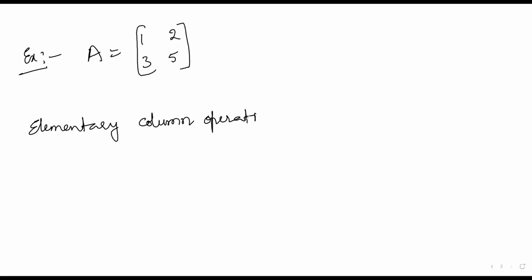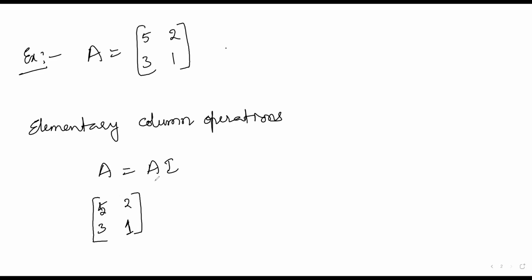If you apply elementary column operations, what is the condition? First you should write A equal to AI. What is A here? A is this: 1, 2, 3, 5. I would like to make one small change here. Here we'll take 5, and here I am wantedly taking this as 1. So here it is 5, and here it is 1.